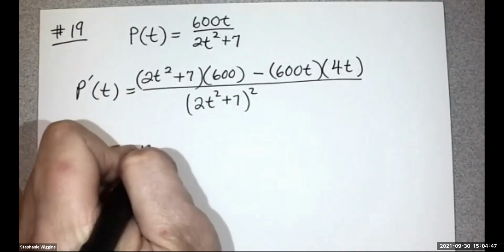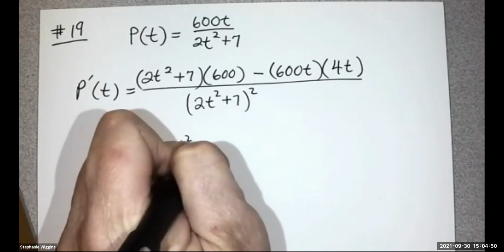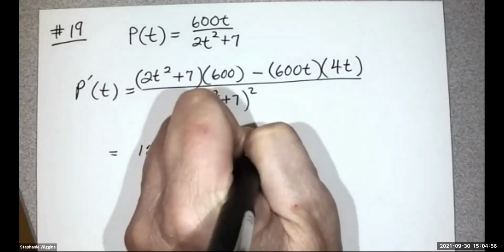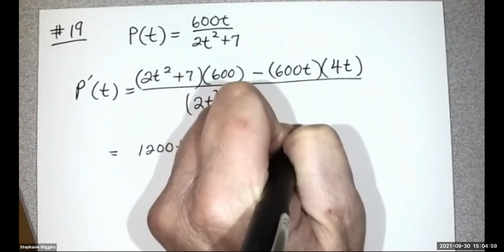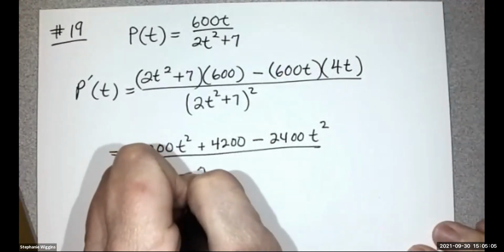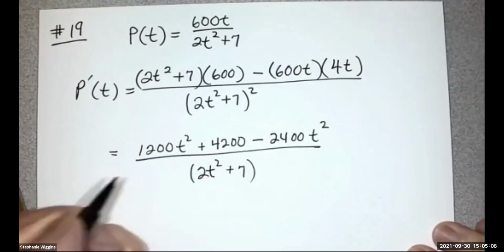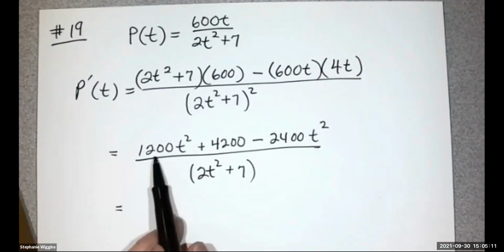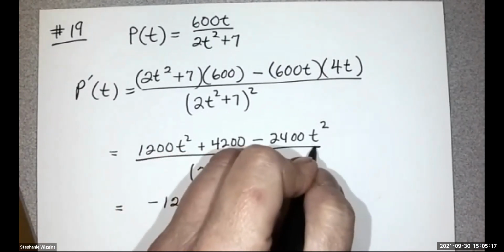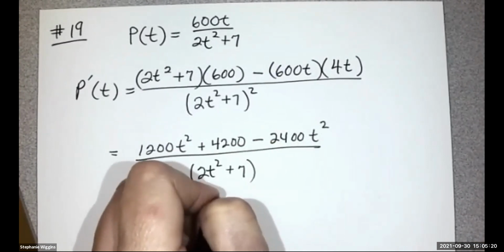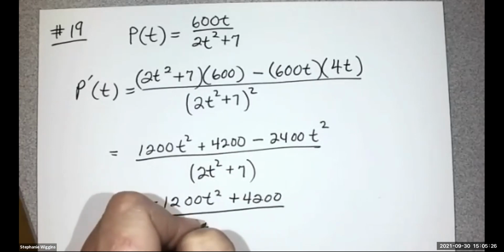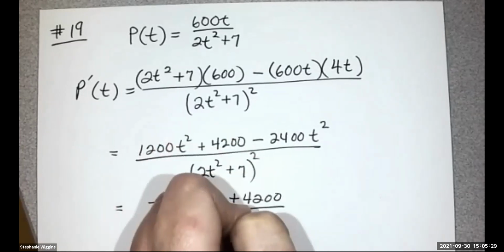Distributing the 600 gives me 1200t squared plus 4200 minus 2400t squared over 2t squared plus 7. And so 1200t squared minus 2400t squared is going to be negative 1200t squared. And then we've got the plus 4200 over 2t squared plus 7. And I forgot my little square there.